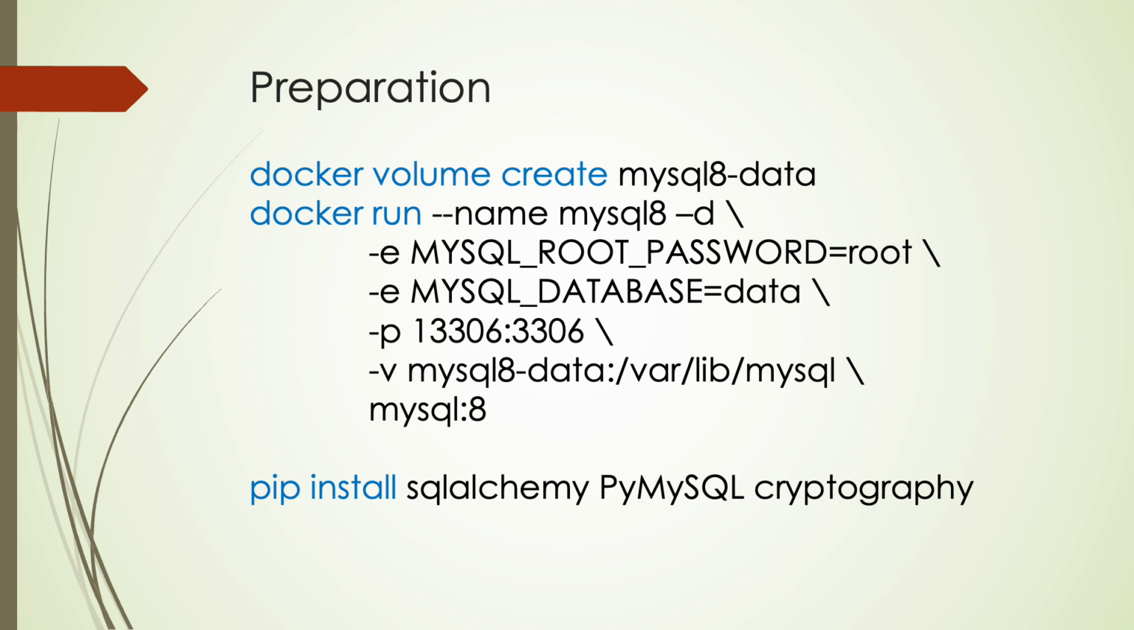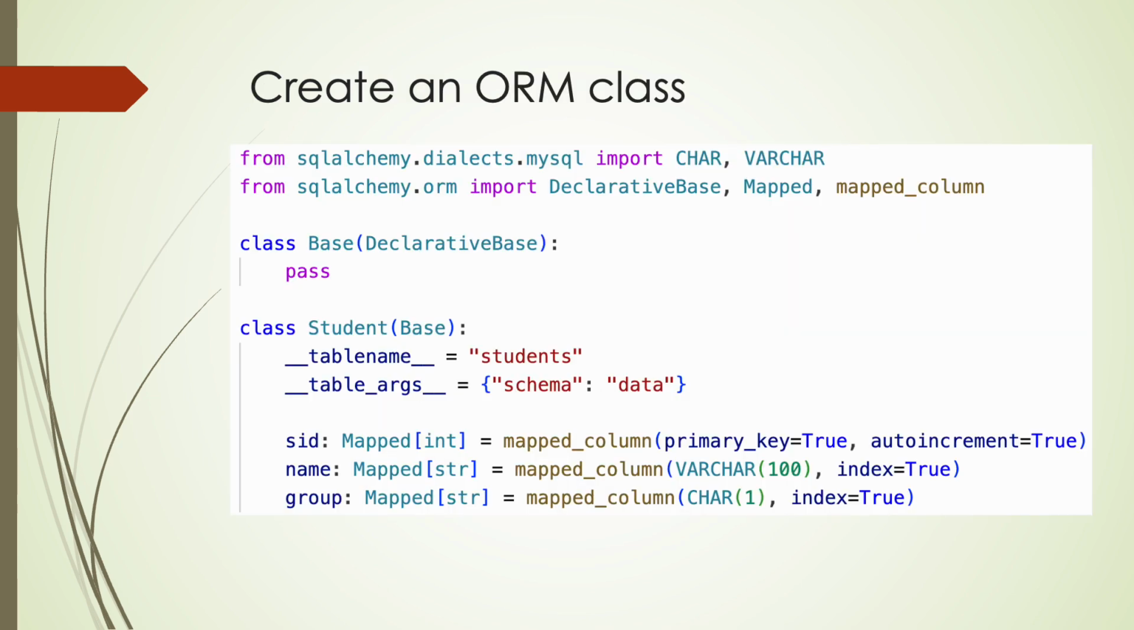We will use Docker to start a MySQL server locally and also install the required packages in a virtual environment. We will create a simple ORM class in the SQLAlchemy 2.0 style, which uses Mapped and mapped_column features to define columns. This ORM class contains 3 columns, namely the student ID, name, and group.